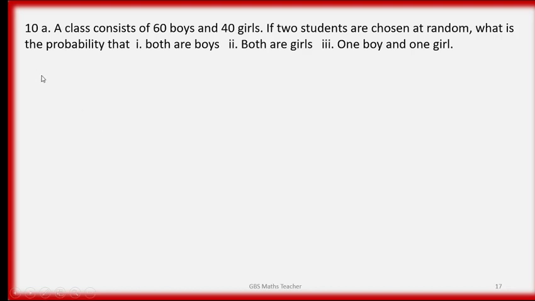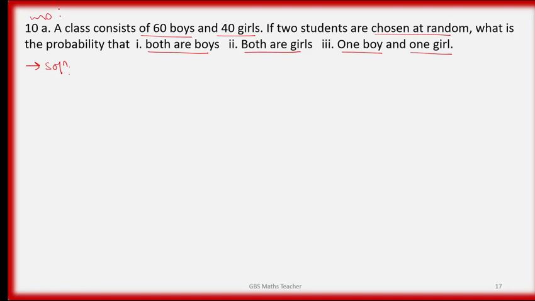Question number 10 solution. A class consists of 60 boys, 40 girls. If two students are chosen at random, what is the probability that both are boys, both are girls, and one boy and one girl? Very good question.